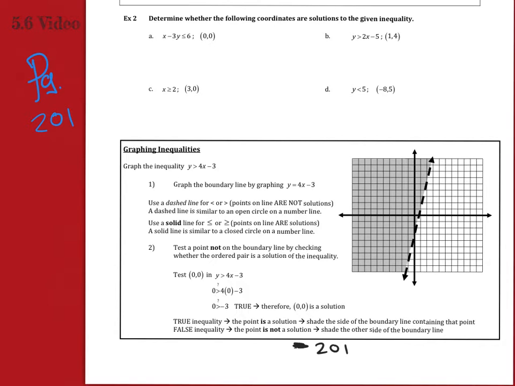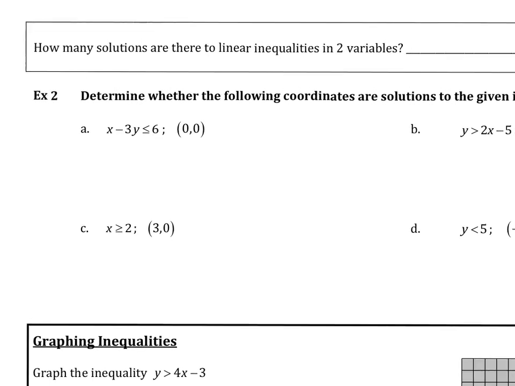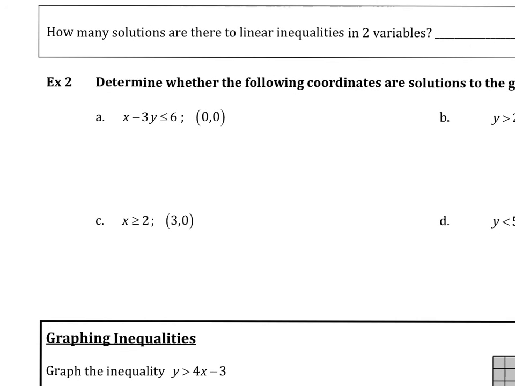All right, so a little above this, let's go ahead and look at example 2 here. So it says determine whether the coordinates are solutions to the given inequality. And testing a point out is something that's going to be really important. So let's take a look here. In part A, it says x minus 3y is less than or equal to 6.